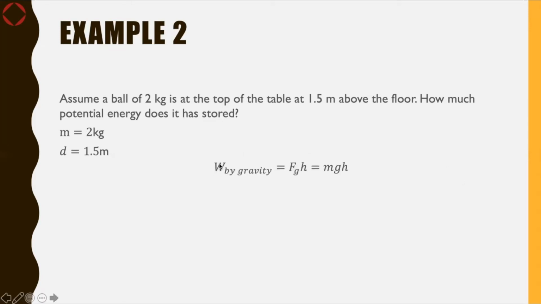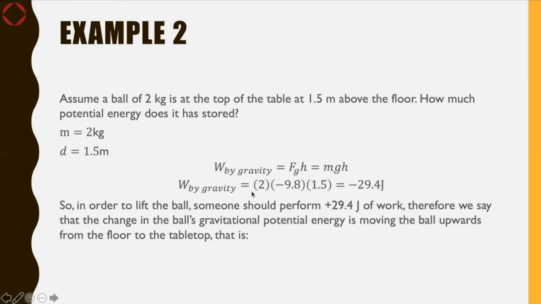So we can say that the work done by gravity is the force of gravity times the height, being the distance that you're moving it. So mgh. If we calculate the work done by gravity, it would be 2 times minus 9.8 times 1.5. 1.5 is the height, 9.8 is the acceleration due to gravity, and 2 is the 2 kilograms. But in order to lift the ball, someone should perform the 29.4 joules of work.